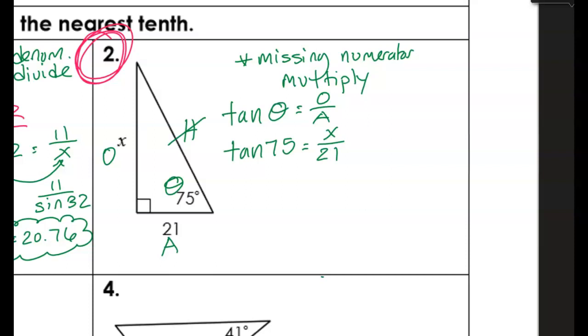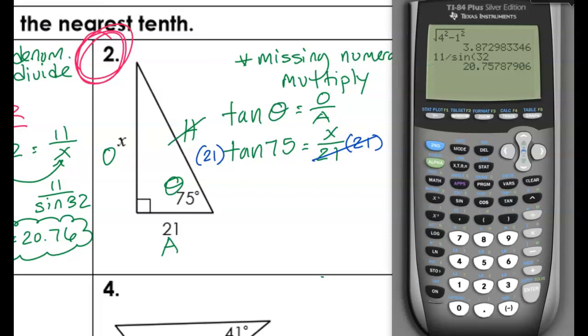So now, like I was saying, there are two ways to think about this. Either you can cross multiply and solve. So what I would do here is, to get rid of this fraction, you multiply both sides by 21. Or you can remember that whenever you're missing the numerator, you're just going to multiply the trig function times that denominator. So in our calculator, we do.